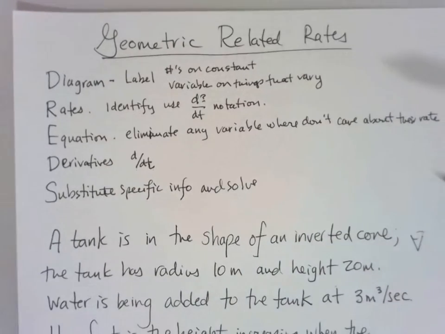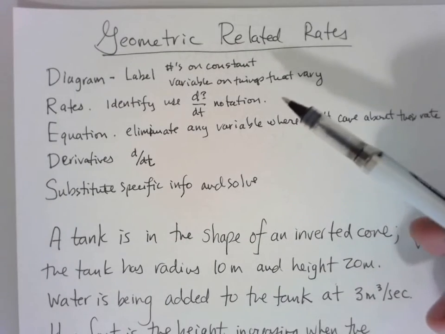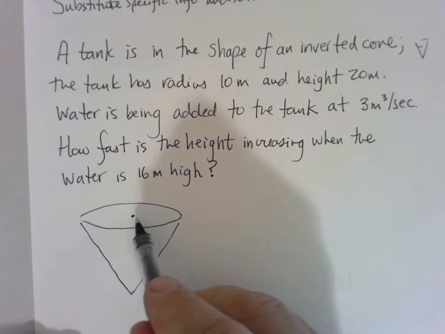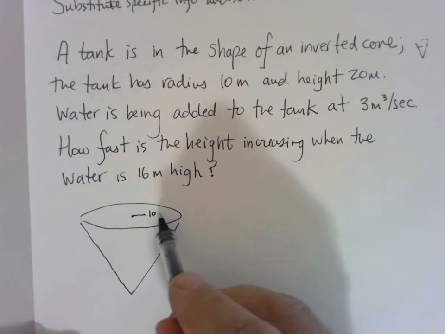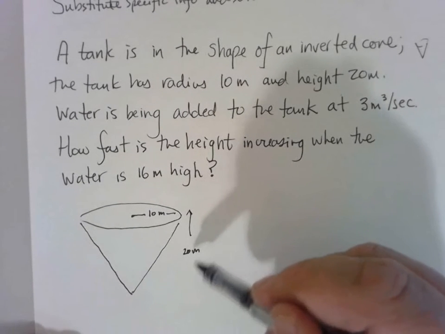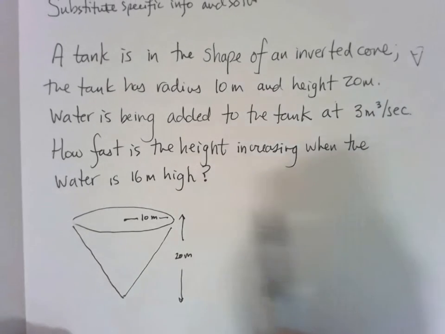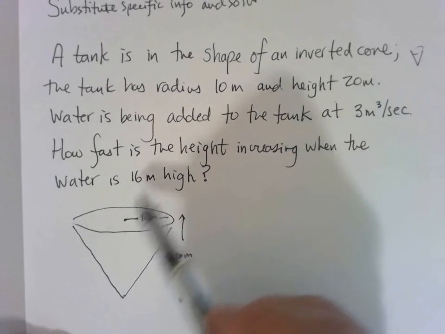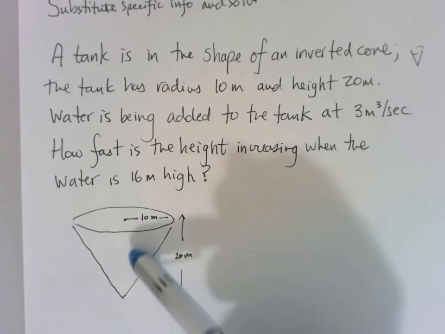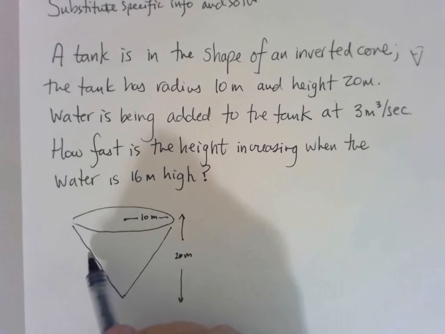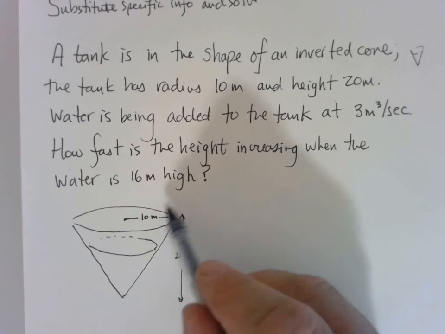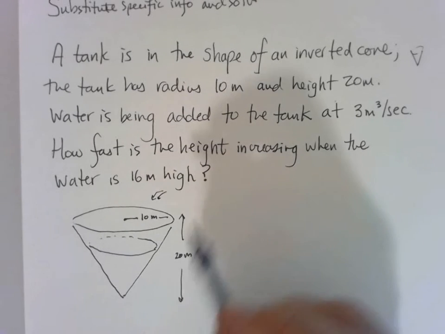I'm going to label numbers on things that are constant and variables on things that vary. Well, what do I know that's constant? Well, I know the radius is 10. That doesn't change. 10 meters. And I know the height is 20. What's varying? What's varying is water's being added to the tank. So water's being dumped into this tank. And as it goes in, it fills and makes a smaller cone on the inside. So I have another cone inside here. That's the surface of the water as we're pouring water into this tank.